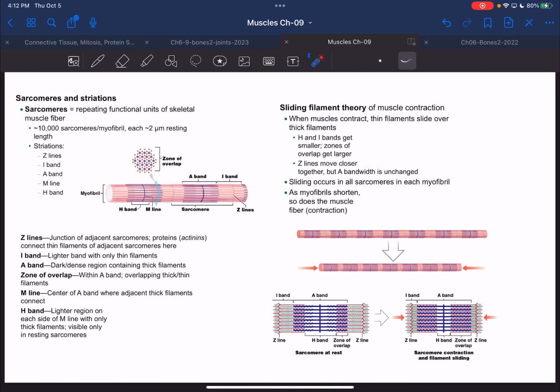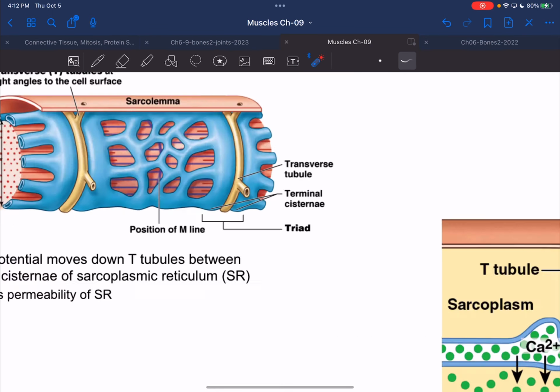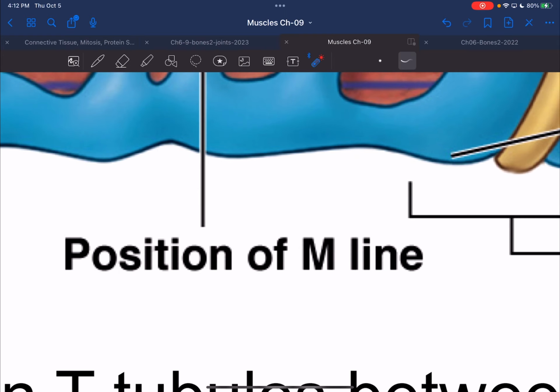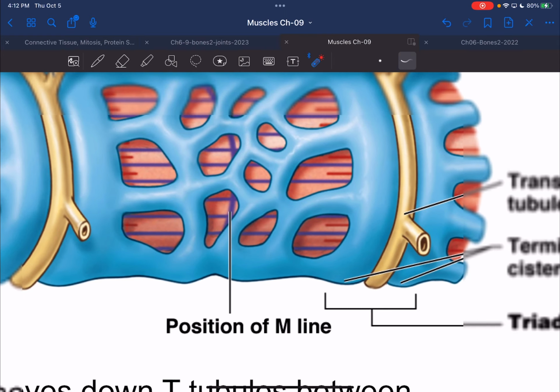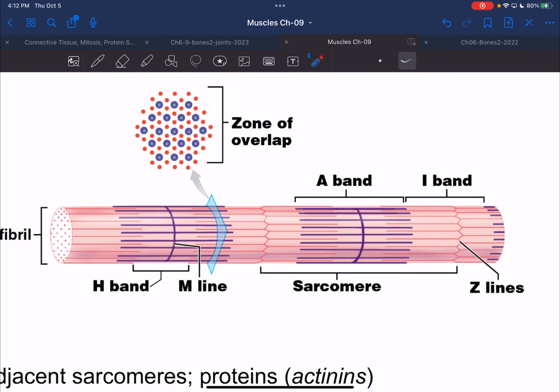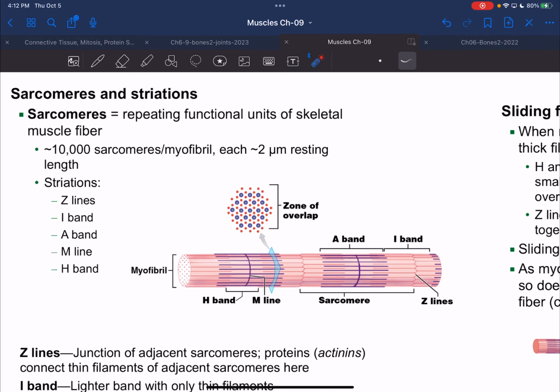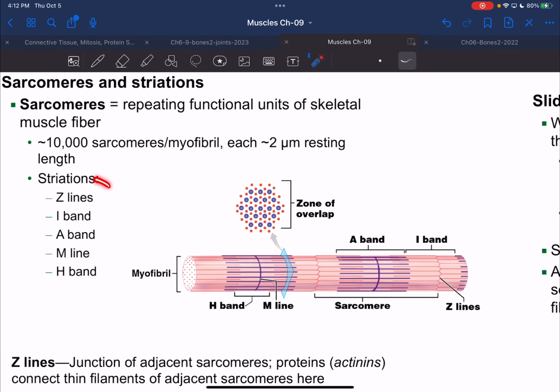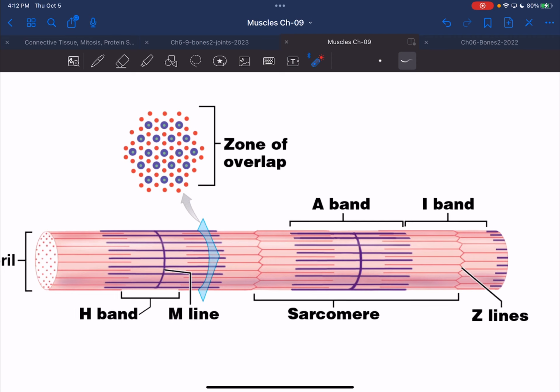So underneath this sarcoplasmic reticulum, you can see there's the position of the M line. You can see it underneath there. And so if we get rid of that sarcoplasmic reticulum, we see these thin filaments, our myofilaments, underneath. And so a sarcomere has particular segments to it. It has a Z line, an I band, A band, M line, H band. You must be able to know the anatomy of a sarcomere.